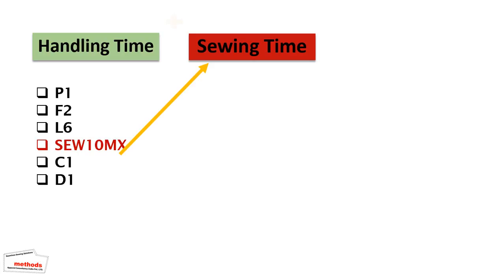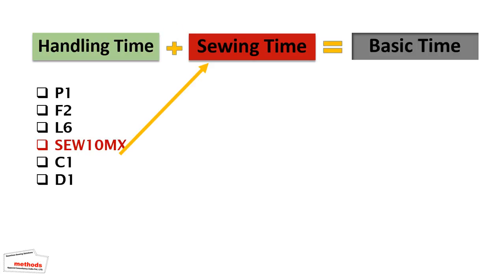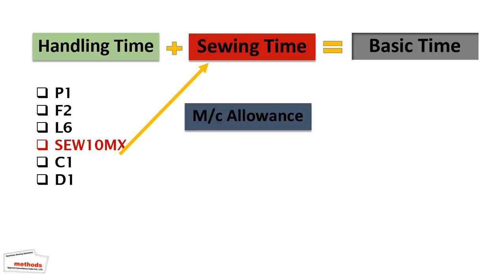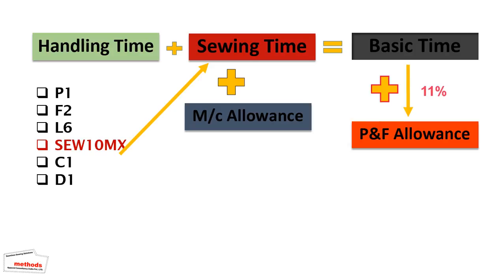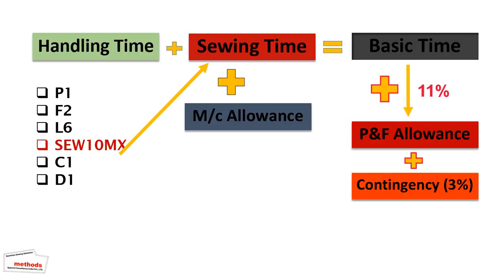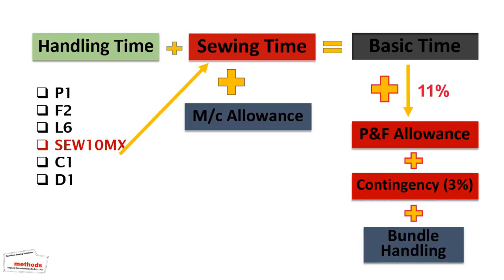Now handling and sewing time gives us basic time of an operation. We start with adding machine allowances. This is added only to the sewing time, that is, to time derived from just the sewing code like Sew10MX. This gives us a new basic time. To this basic time, we start with adding PNF allowances, which in this case would be 11% since the sewing operator is in a sitting position. To this end, contingency allowance of 3% is added. We then have a new time of the operation to which we finally add bundling allowance. And after all this, we get our standard time.